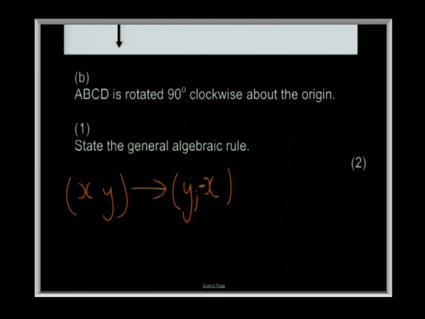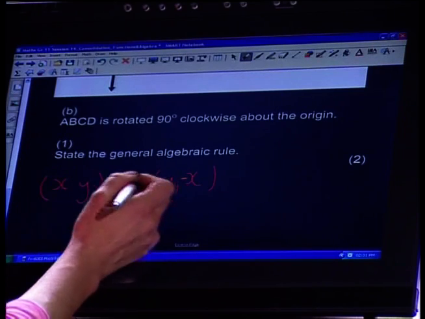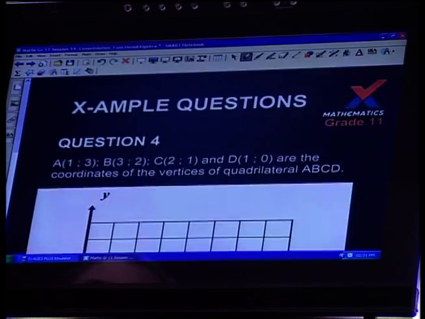Now, once again, guys, if you find it difficult to remember these rules, draw yourself a little Cartesian plane, put a point on there, and rotate it clockwise through 90 degrees. You will very soon be able to see whether your rule makes sense or not. Right, so stating the general algebraic rule, we've done that. (x, y) turns into (y, -x).